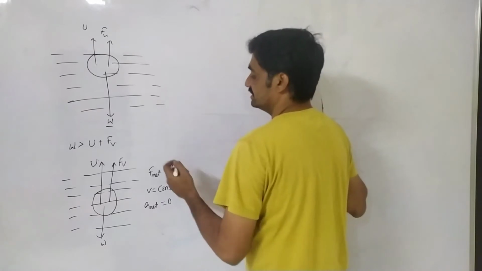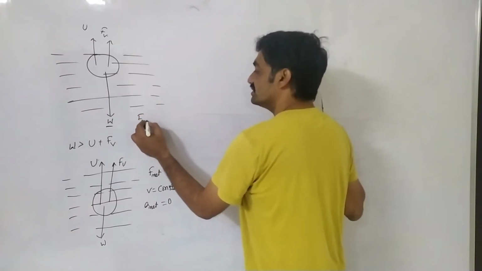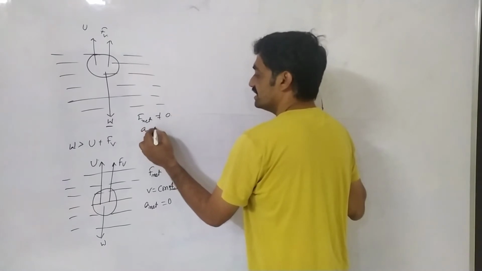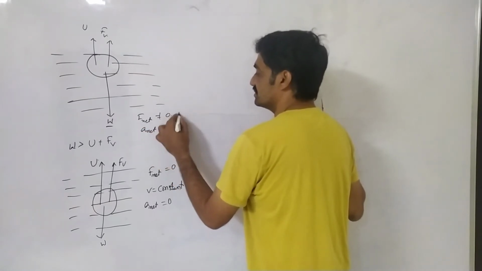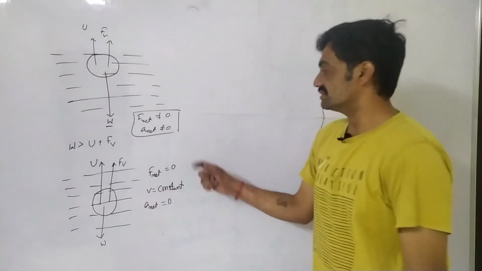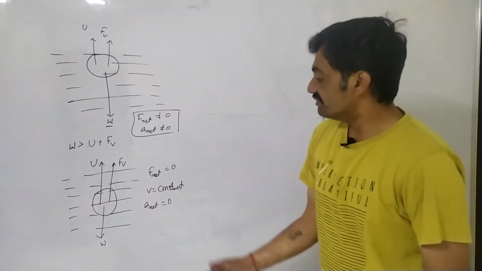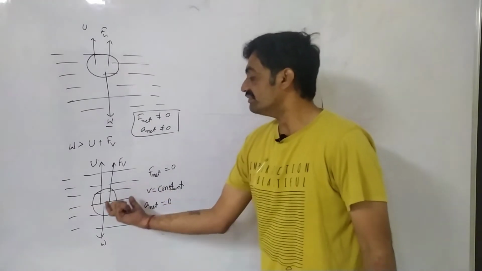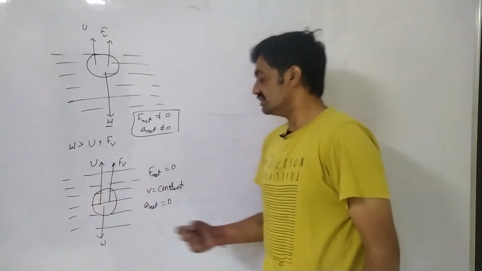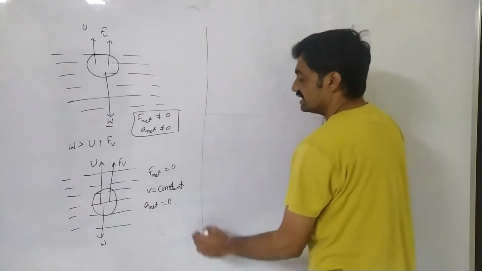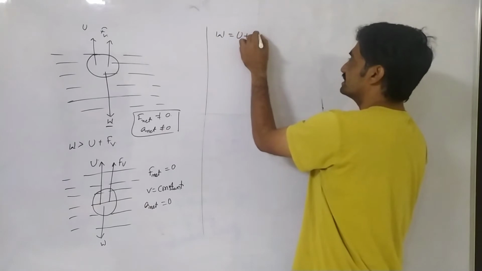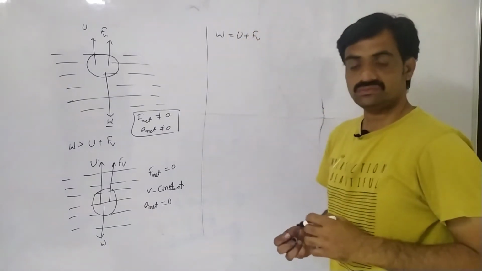Whereas in the earlier case, the net force is not equal to 0, and the net acceleration is also not equal to 0. So based on this condition, when it has attained the equilibrium position, we can represent the expression based on these equations. Observe that weight is equal to upthrust plus viscous force.